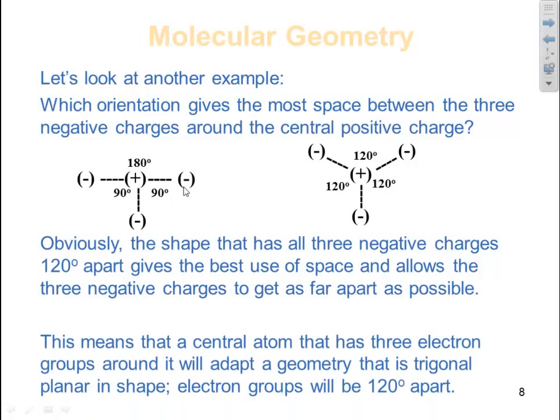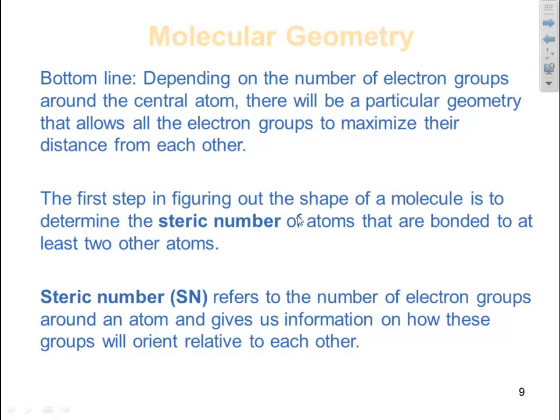This means that the central atom that has three electron groups around it will adopt a geometry that is trigonal planar in shape. Electron groups will be 120 degrees apart. Bottom line, depending on the number of electron groups around the central atom, there will be a particular geometry that allows all electron groups to maximize their distance from each other.